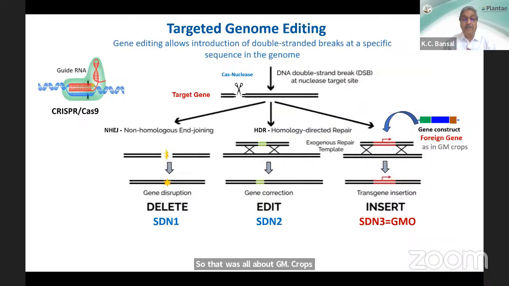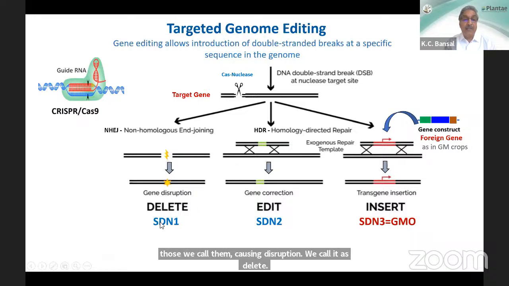That was important as a background to really talk about the biosafety regulation of genome editing. And genome editing, as you know, is a targeted mutagenesis procedure that starts with creating a double-stranded break by the Cas nuclease. And this double-stranded break is then repaired with three different mechanisms. One is non-homologous end joining, where some bases are randomly inserted or deleted, indels, we call them, causing gene disruption. We call it delete in terms of the editing point of view, and it is referred to as SDN1.